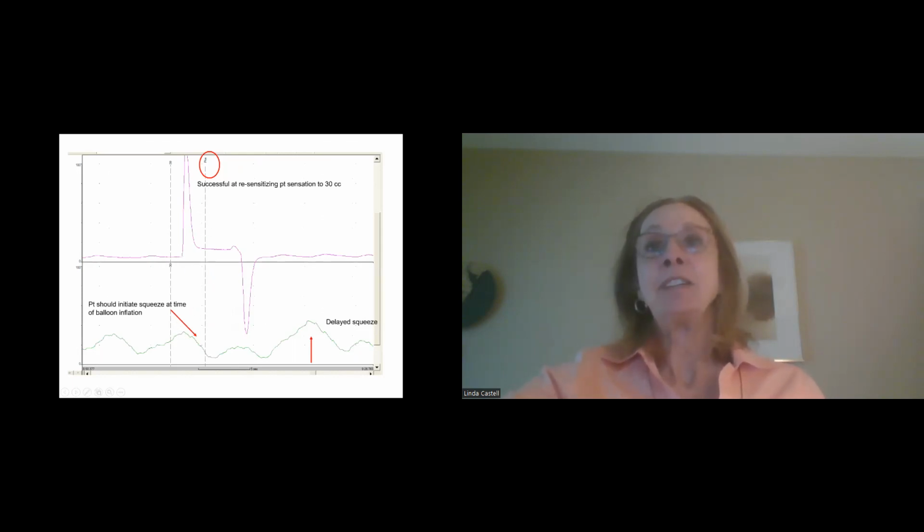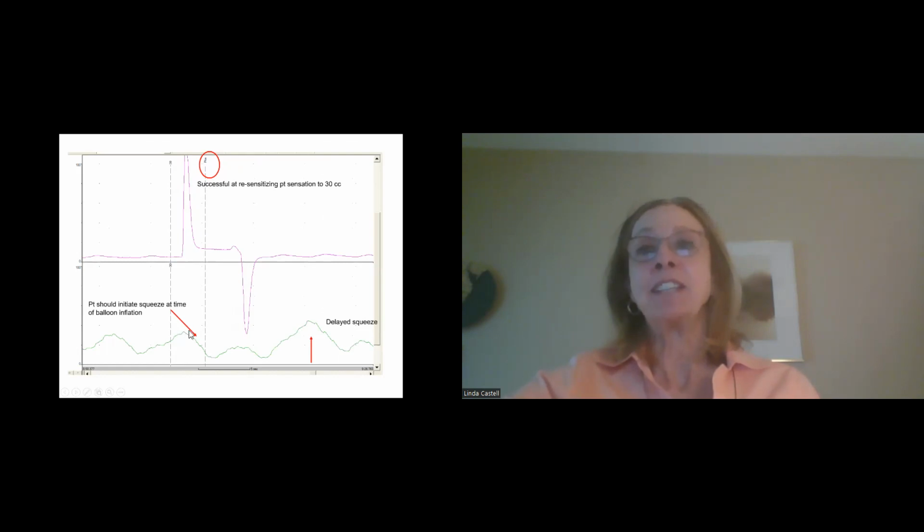So this time the patient felt 30, but let's say they felt the 35. They squeezed their external anal sphincter, they held it. Oh, I'm sorry, this patient was bad. Let's see. Shouldn't have squeezed at the time of the inflation. Okay, yeah, so this patient did not hold the squeeze. They did not squeeze at the inflation, but they squeezed it afterwards.